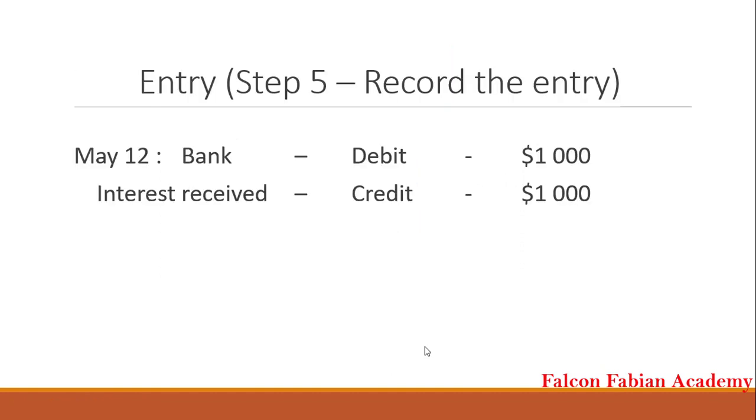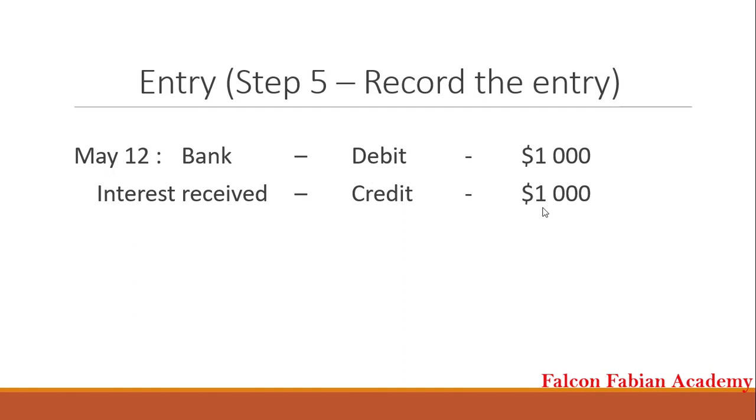Now let's have a look at the entry. So the entry is on May 12. Bank will be debited with value 1000, and interest received is going to be credited and the value is going to be 1000. So that's all in this session. I would suggest you go through these concepts 2-3 times or multiple times for it to register with you permanently. Now in the future videos, I'll be taking transactions and writing them in journal and ledgers.